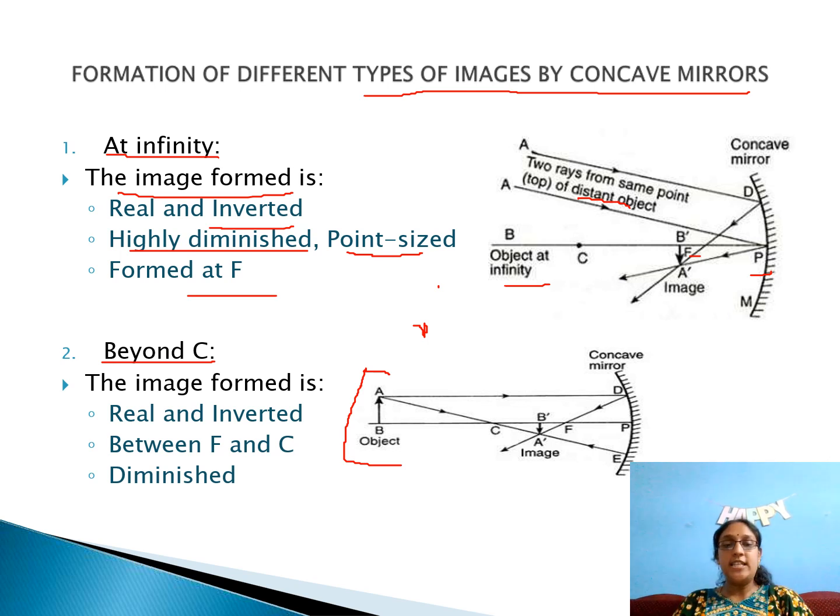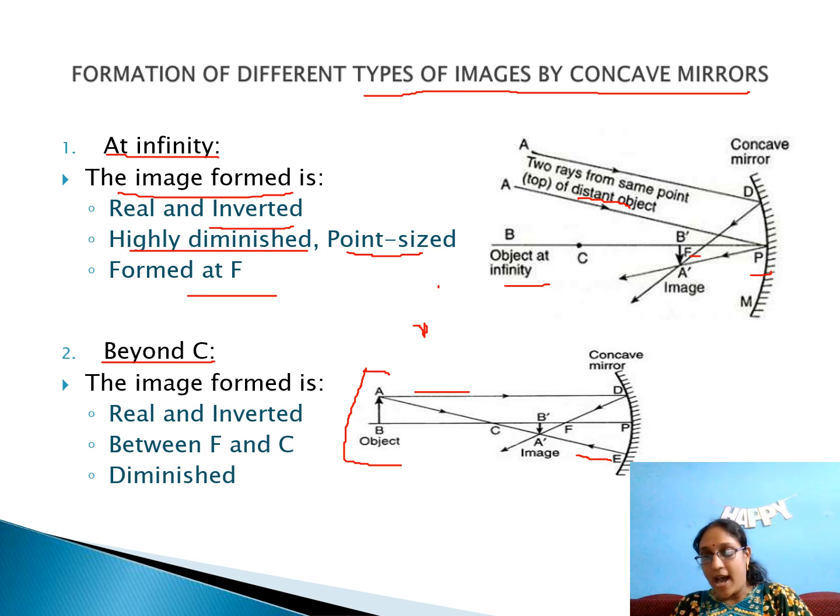So behind C, what happens? You are placing the object behind C. Can you see this one ray, which is parallel to your principal axis? This is your principal axis. When it goes parallel to the principal axis, your reflected ray will pass through your focus, where you get the image A prime. And the other ray, which is passing through your center of curvature, retraces its path again. Can you see this arrow mark? Can you find the difference between this arrow mark and this arrow mark?